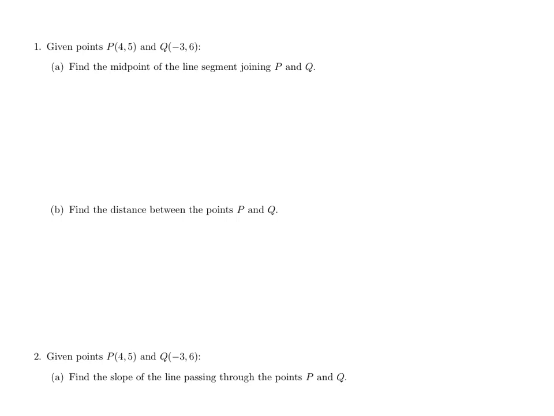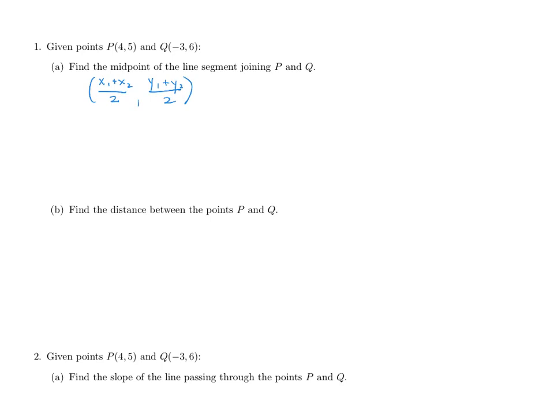So number one, it has two parts. You're given 2 points, P and Q. For part A, you want to find the midpoint of the line segment. And for part B, you want to find the distance between the 2 points. So for the midpoint, remember that's just the point in the middle of the line segment. What you're really doing is finding the average of the x's and the average of the y's. So you're going to add the 2 x values and divide by 2, and add the 2 y values and divide by 2. And that's going to give you an ordered pair that is the center, the midpoint of the line segment.